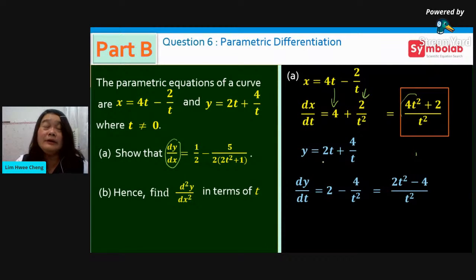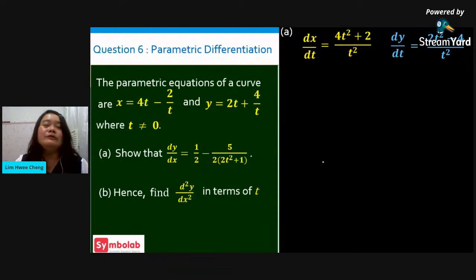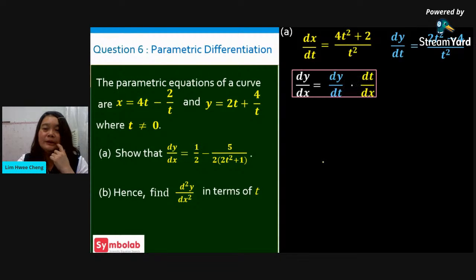Okay, we have done your dx/dt, you have done your dy/dt. So again, you have to apply the chain rule, right? dy/dt multiplied by dt/dx. So you just put it inside. Okay, remember class, please take note.